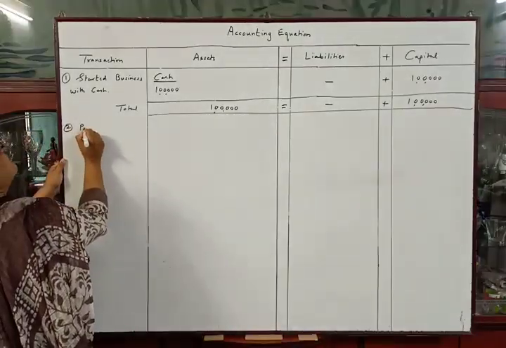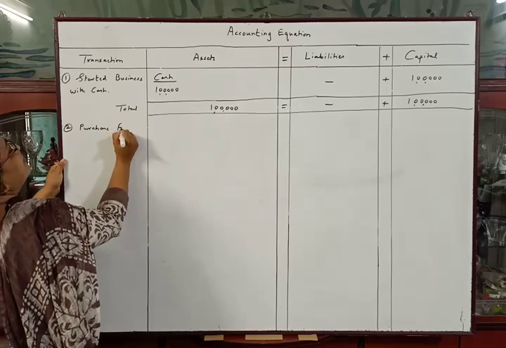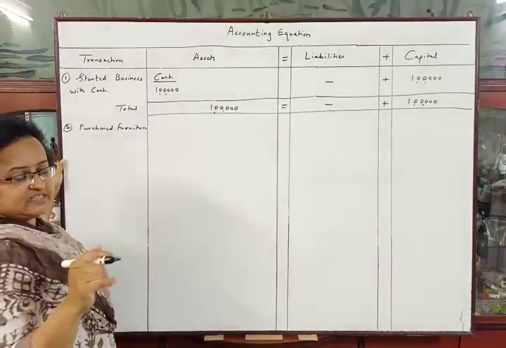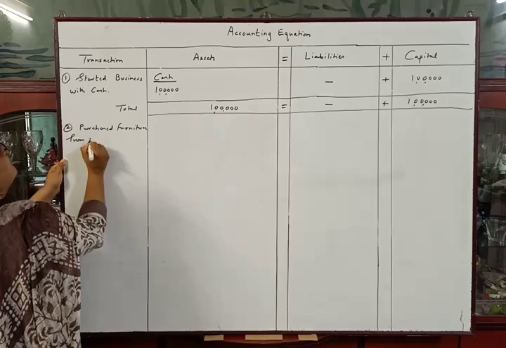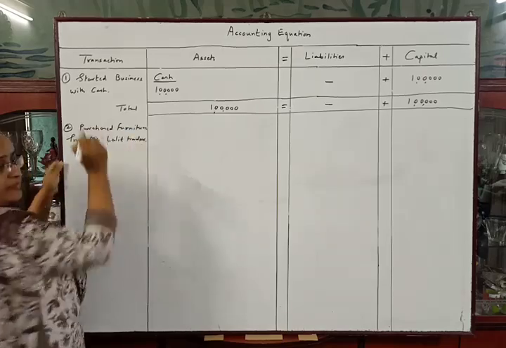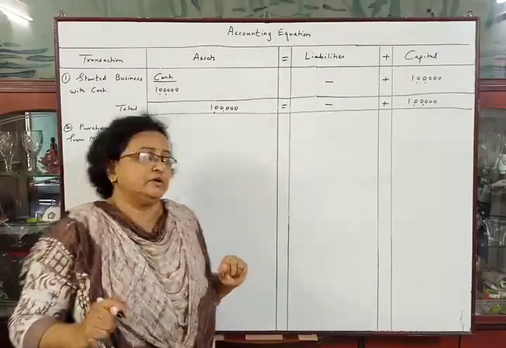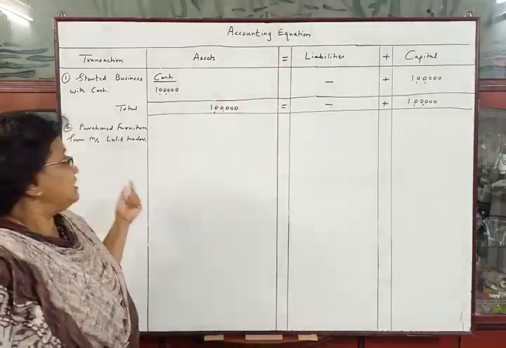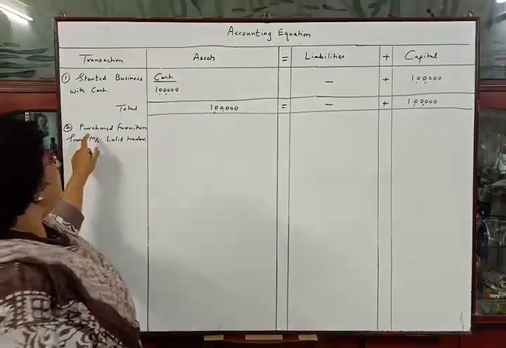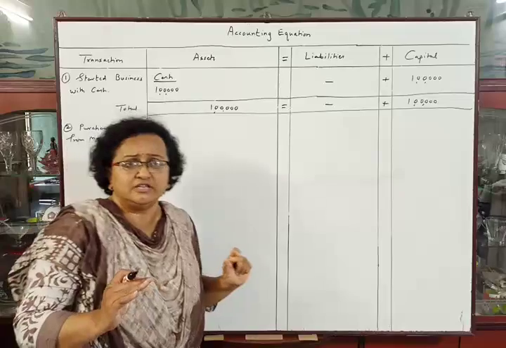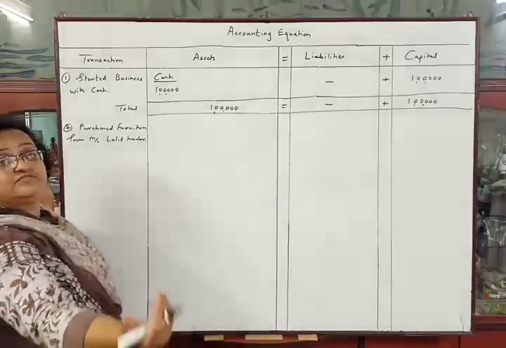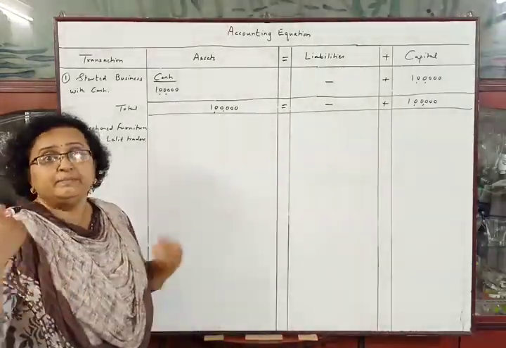So purchased furniture from Messrs Lalit Traders rupees 20,000. I told you this is a credit transaction because Lalit Traders is party's name. It is given in the transaction and the entries of purchase and for cash words are not in this transaction. So this is a credit transaction. It means we have purchased furniture from Lalit Traders and amount has not been paid to him.